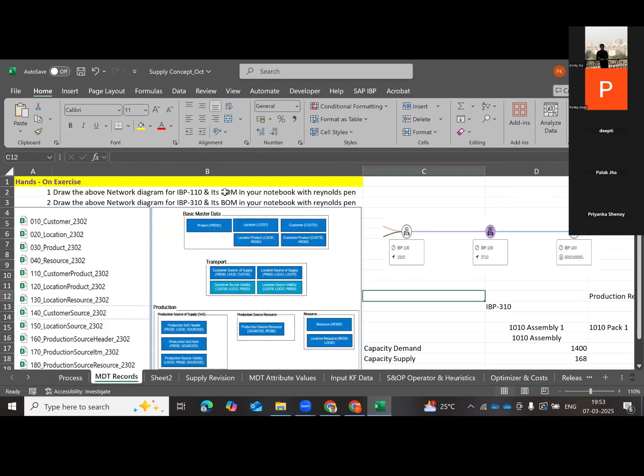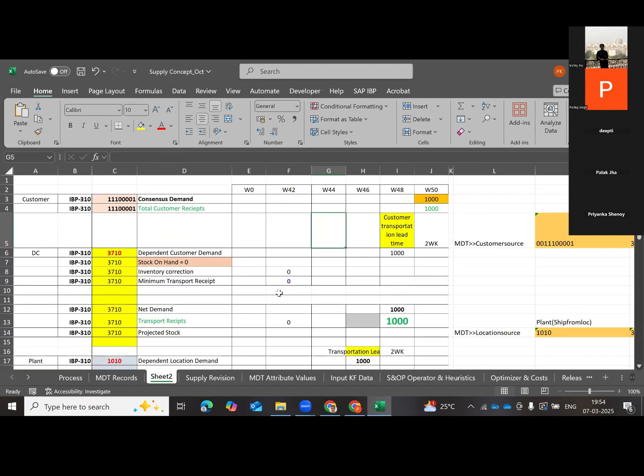Now, tab by tab, we have got all the details here. What are the master data types that are required for supply planning? How does it look, etc. You have done some hands-on on this one also. Then in sheet 2, we have a view where these key figures that we just saw in different tabs, I have noted in one view.